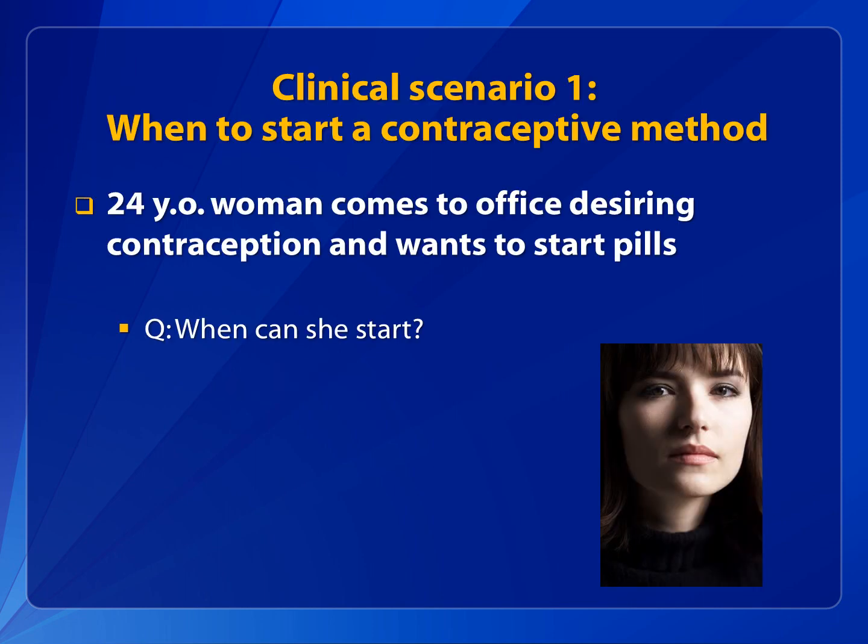For the first scenario, we have a 24-year-old woman who comes to the office desiring contraception. She wants to start pills. How soon can she start taking them?